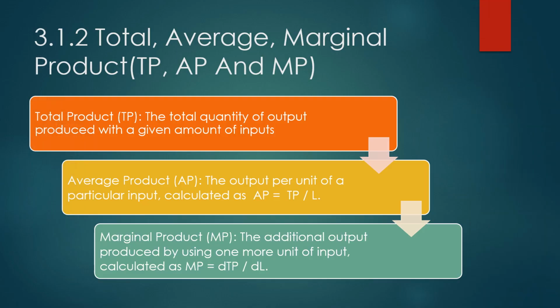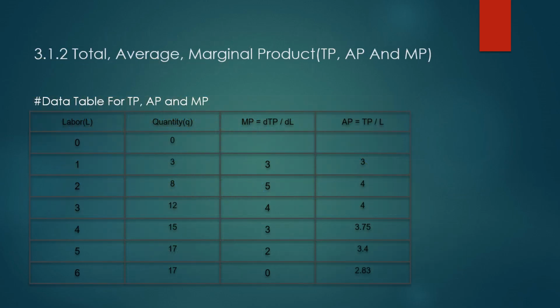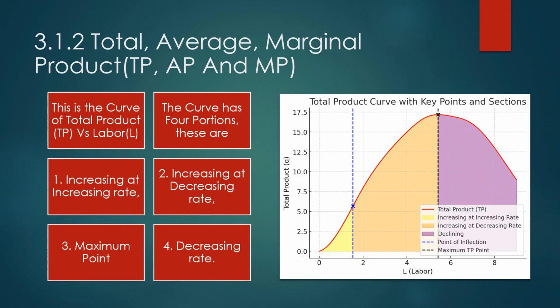Total product is the total quantity of output produced with a given amount of inputs. Average product is the output per unit of a particular input. The additional output produced by using one more unit of input is the marginal product. This table shows the relationship between total product, average product and marginal product, and this graph shows their relationships graphically.